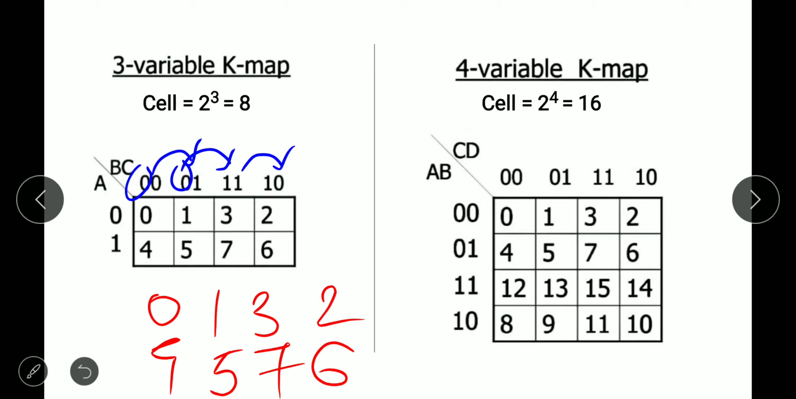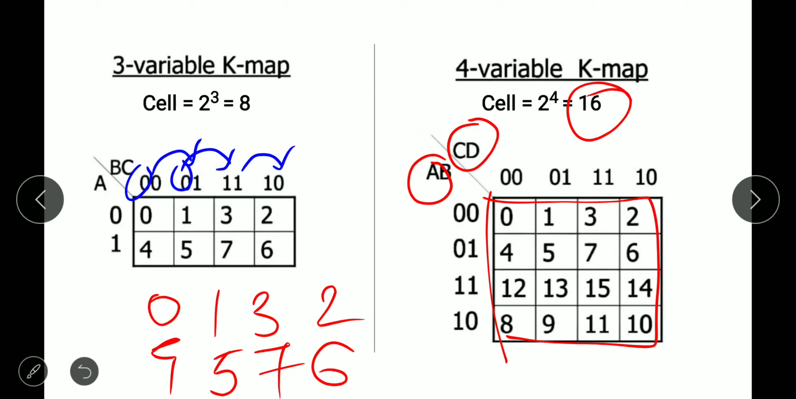This is nothing but the 3 variable K map. For a 4 variable K map there are 4 columns and 4 rows, so there are 16 cells. If you count 0 1 2 3 4, 5 6 7 8 9 10 11 12 13 14 15 16, these 16 cells are present. So 2 variables are here and 2 variables are there, a b and c d. The combinations are 0 0, 0 1, 1 1 and 1 0, on both the rows and columns.